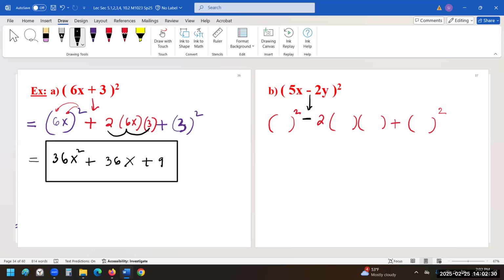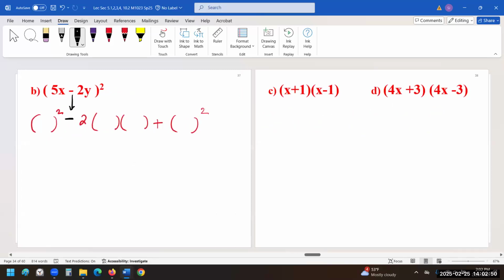Okay, this one, right? So 25x squared and then plus 4y squared, perfect. And then 20xy. Perfect. Oh, that's it? I should check on it, because I have a meeting right now. Okay, go ahead.